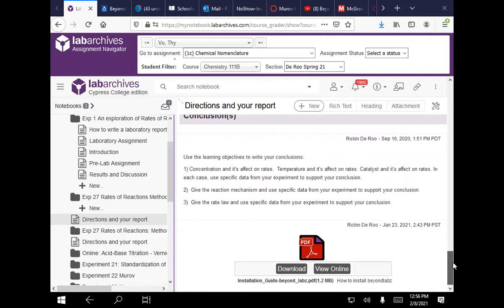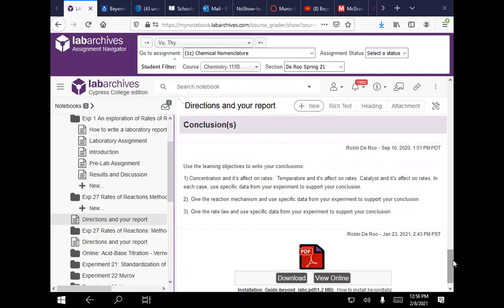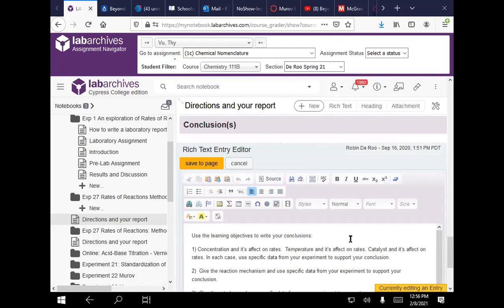Conclusion. Okay, so I did this to help you. If you answer these questions or these statements, that will be your conclusions. Your conclusions are based on your objectives. So you're going to want to explain briefly. This is a summary. You're not writing Gone with the Wind. This is a summary. Period.